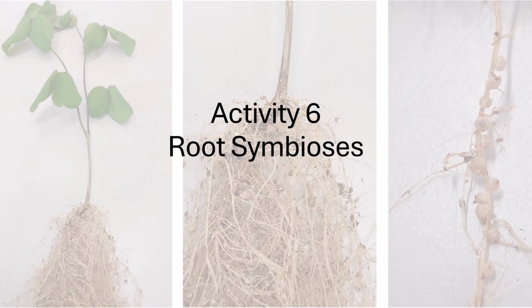In this activity, you're going to explore how plant roots form symbiotic relationships with other organisms, specifically bacteria and fungi. These partnerships are incredibly important in natural and agricultural systems because they help plants obtain nutrients more efficiently than they could on their own. You'll look at two major examples: root nodules, formed with nitrogen-fixing bacteria, and mycorrhizae, which are associations between fungi and roots.